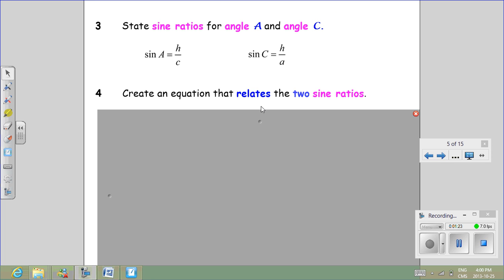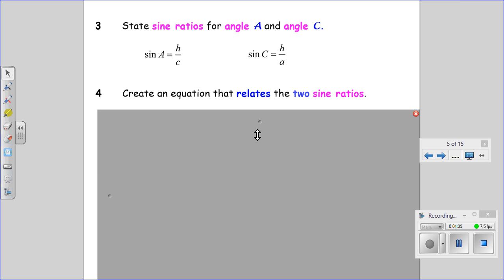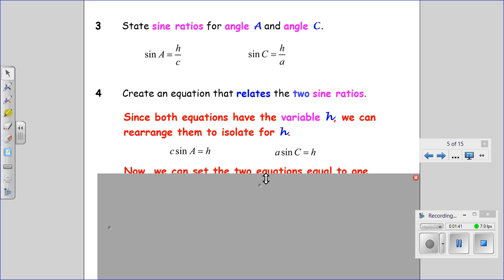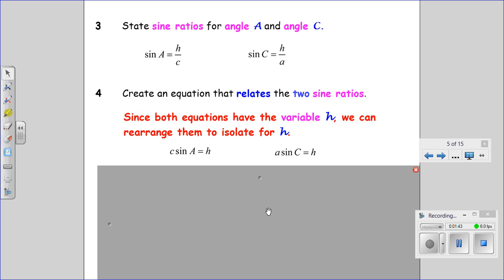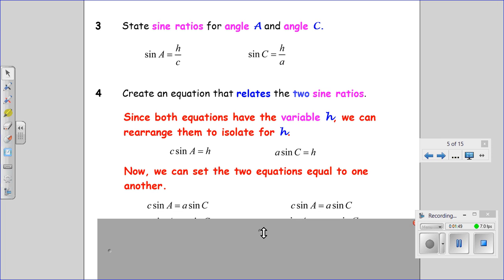So when I look at them, both of those equations have an H in them. If I rearrange sine A equals H over C, that becomes H equals C sine A. And when I rearrange sine C equals H over A, it becomes H equals A sine C. Now they're both equal to H, which makes sense because the height's the same in both triangles. I can set the two equations equal to one another.